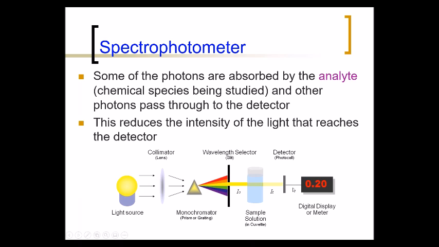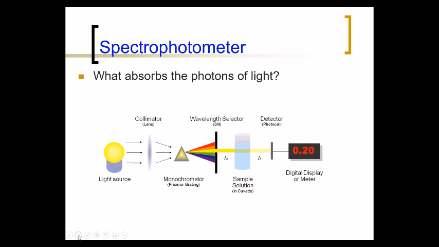This reduces, of course, the intensity of light from over here to over here, and that's why the calculation and measurement value is given. What absorbs the photons? Well, that's easy. It's going to be the electrons in the molecules, ions, or atoms. Definitely going to be those electrons. And when they absorb them, of course, it changes these values here and you get your measured value.